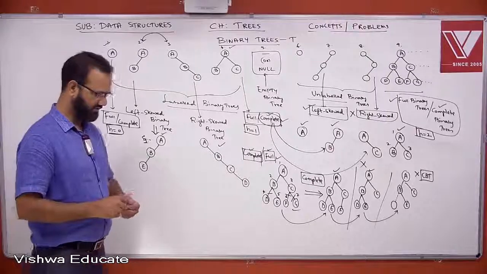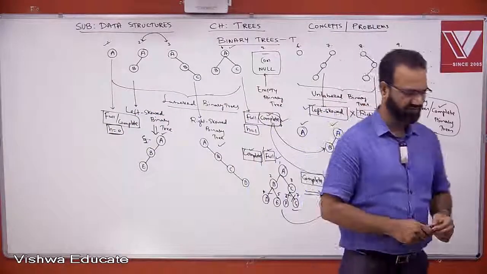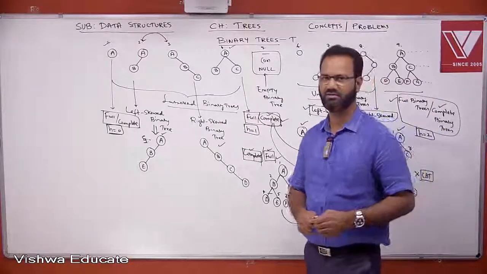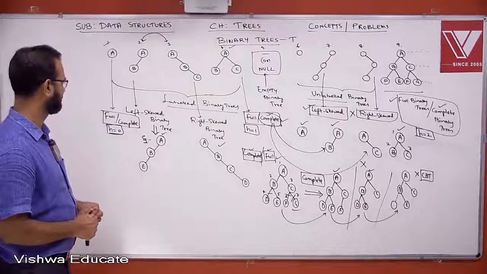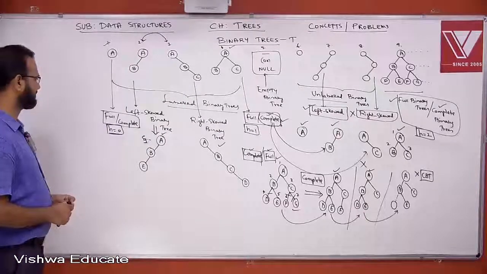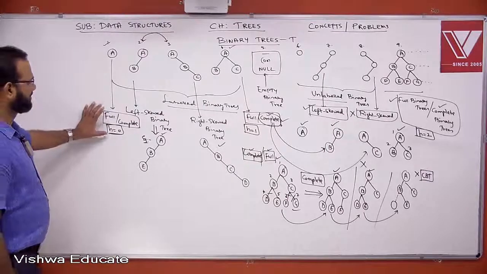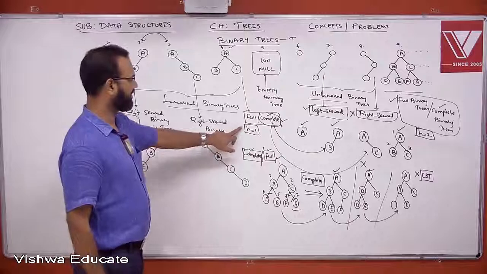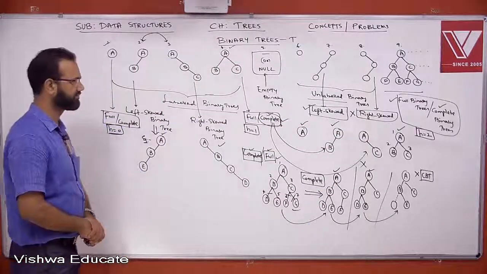First you make a note of this one. Level of a tree is referred to by nodes and height is referred to by edges. Therefore, full binary tree of height 0, full binary tree with height 1, full binary tree with height 2.